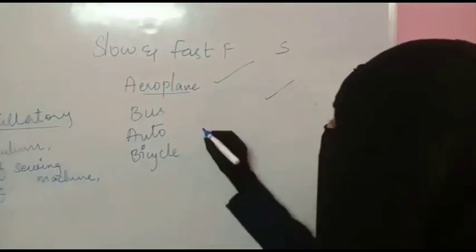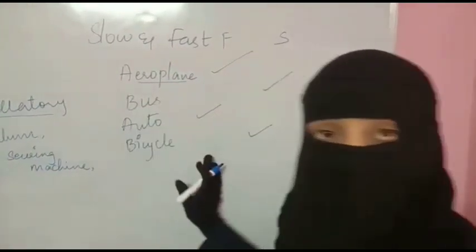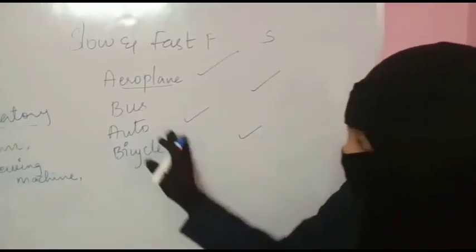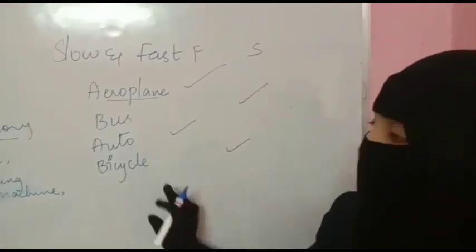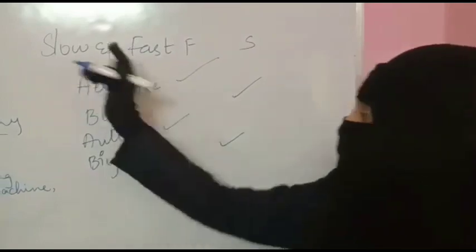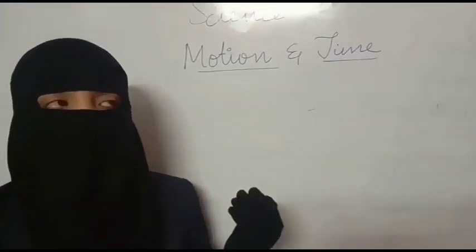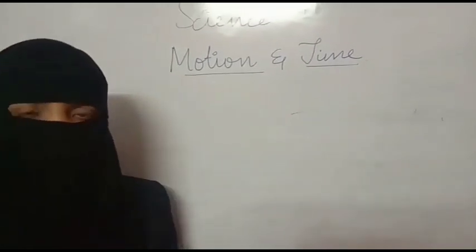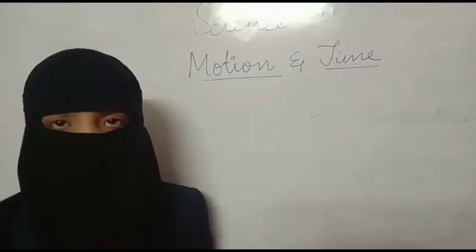Now you say who will be fast and who will be slow. Auto will be fast and bicycle will move slowly. To know who has reached fast or slow, we can say only by comparison. So motion can be said to be either slow or fast by comparison. Do you think only comparison is enough to know whether a motion is slow or fast?